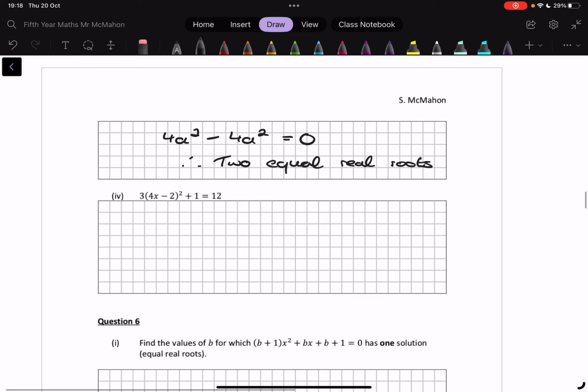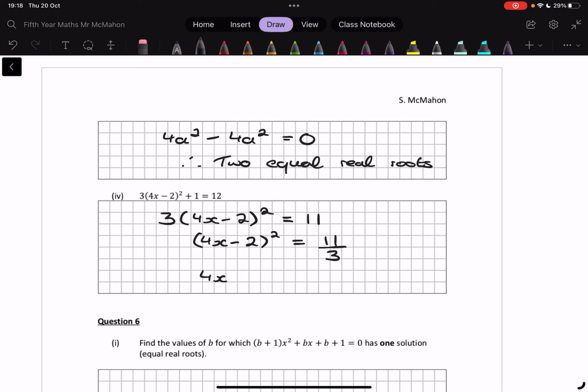And for the last part, this question has been presented to us in our completed square format, and we can actually use this format to comment on the roots, as we talked about in class. So first of all, we can bring over that 1 to the other side and get 11. We can divide by that 3. We will get 11 over 3.